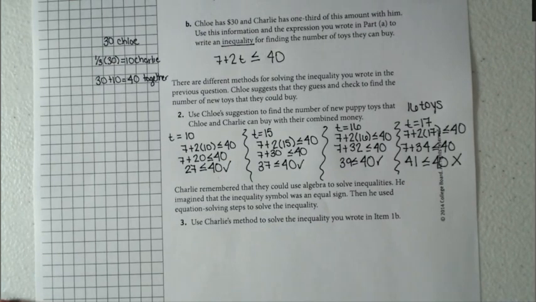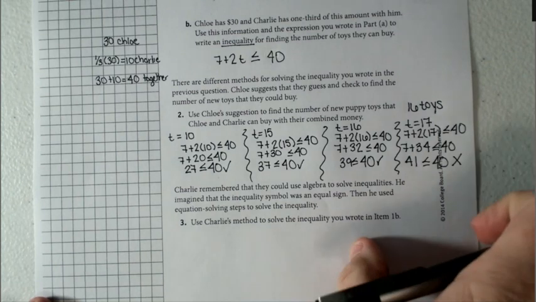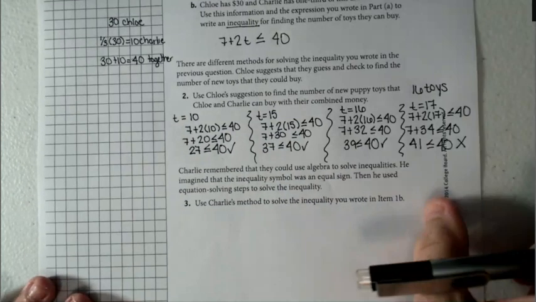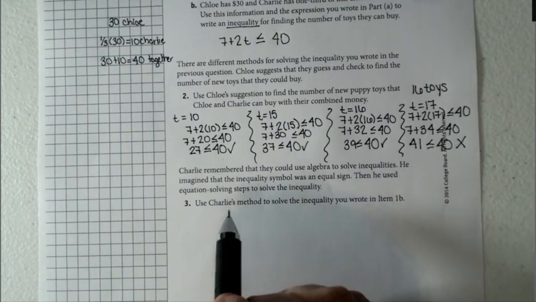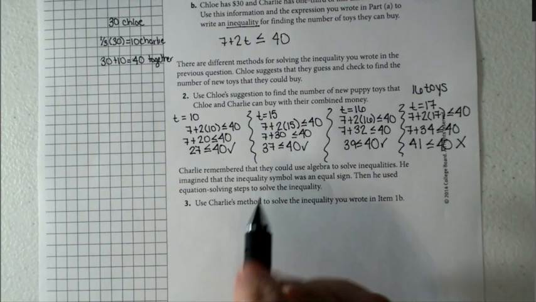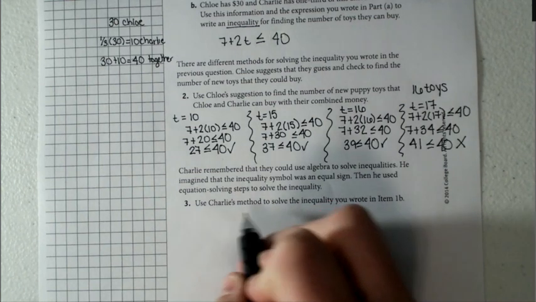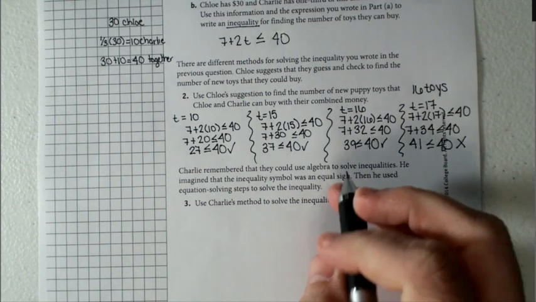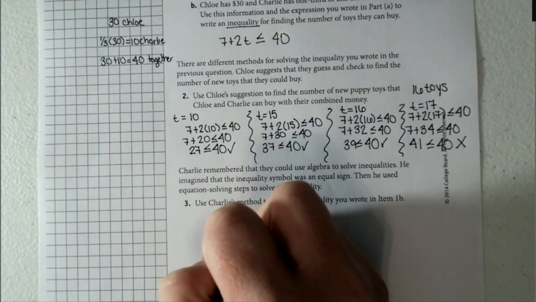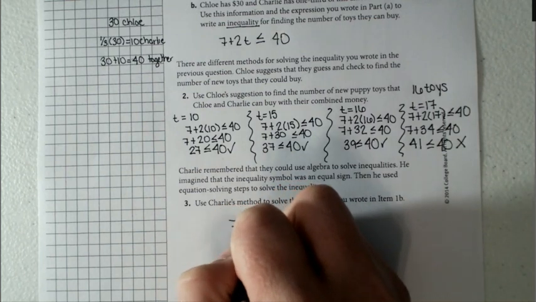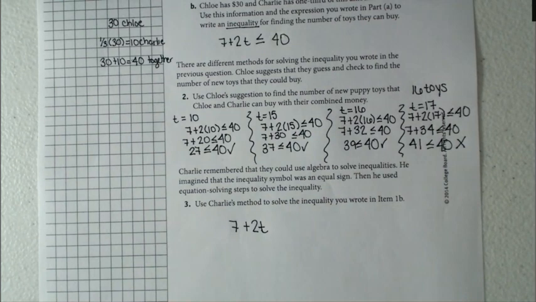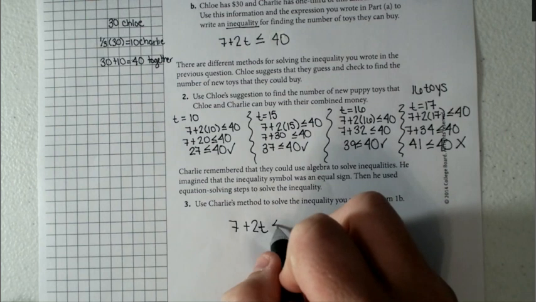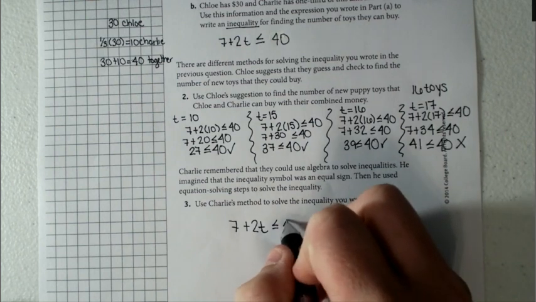Charlie remembered that they could use algebra to solve inequalities. He imagined that the inequality symbol was an equal sign. Then he used equation solving steps to solve the inequality. Use Charlie's method to solve the inequality you wrote in 1B. So we've got 7 plus 2t, and this is going to be less than or equal to 40.